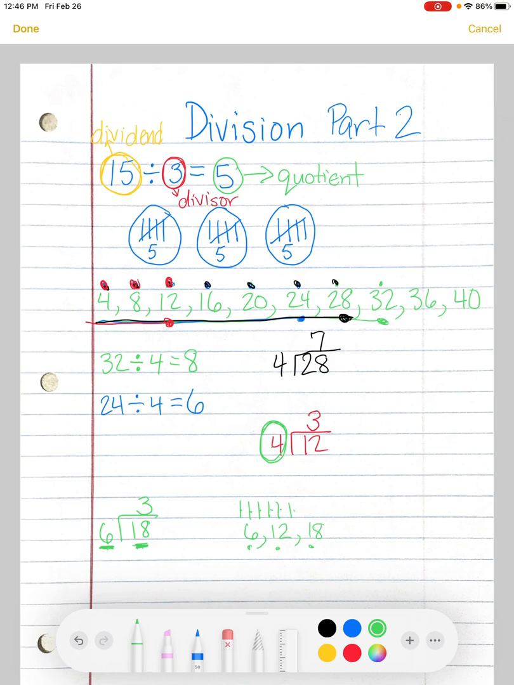So just remember, look on the outside to see what you're supposed to be counting by. I'm supposed to be counting by 6s. Make sure you write your skip counting patterns.